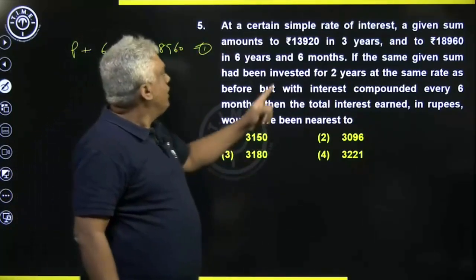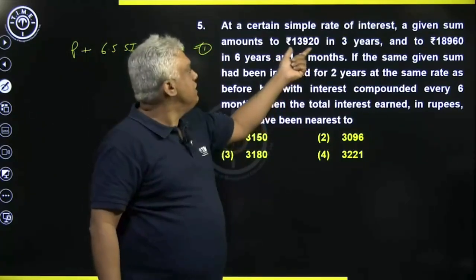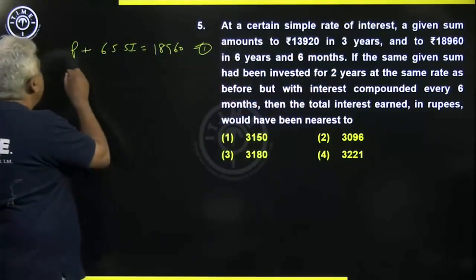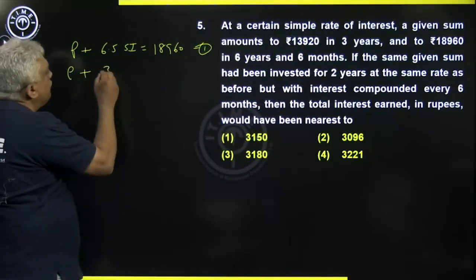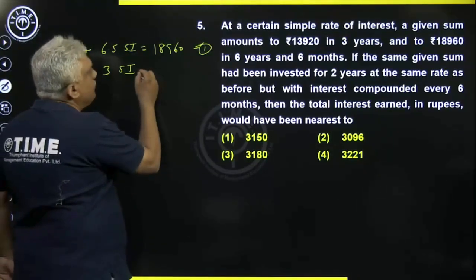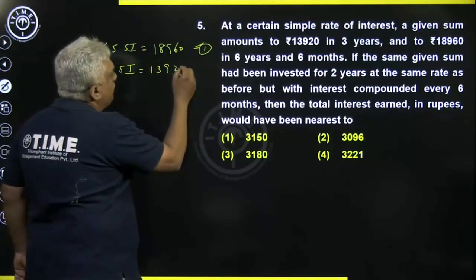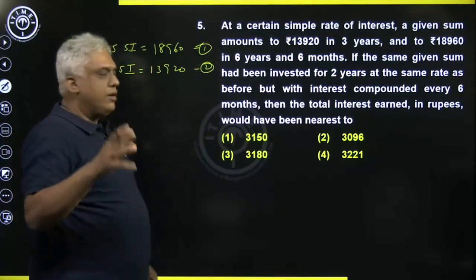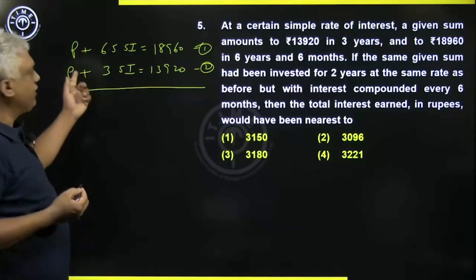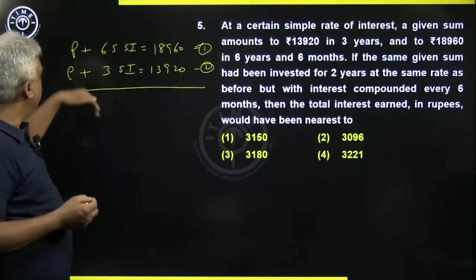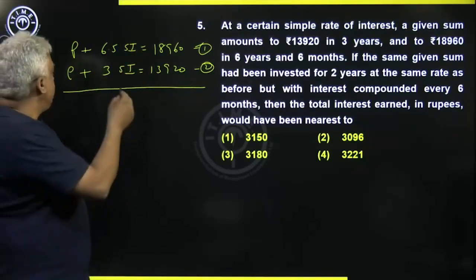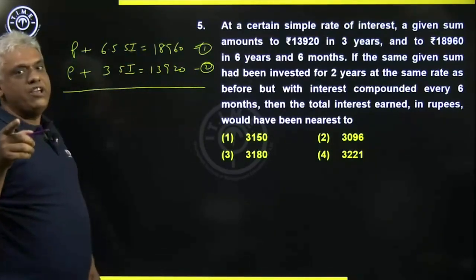And this amount 13,920 is principal plus interest for 3 years. So this is P plus 3 SI, where we are calling the SI of 1 year as SI. Let's call it the second equation. Now if I solve, I can find the value of P and SI. If you subtract, P got cancelled.